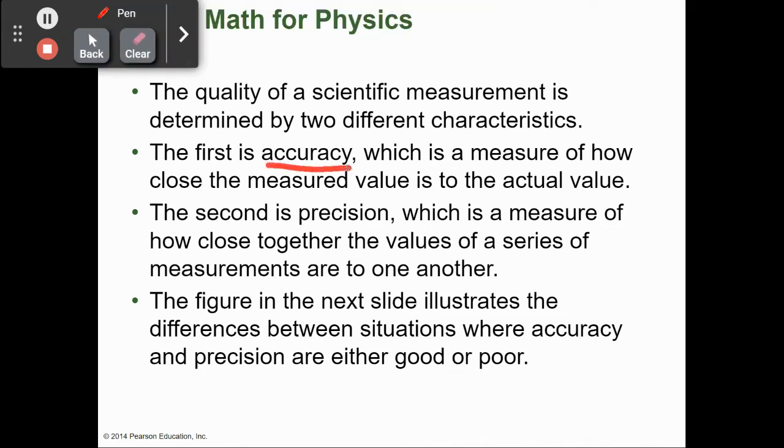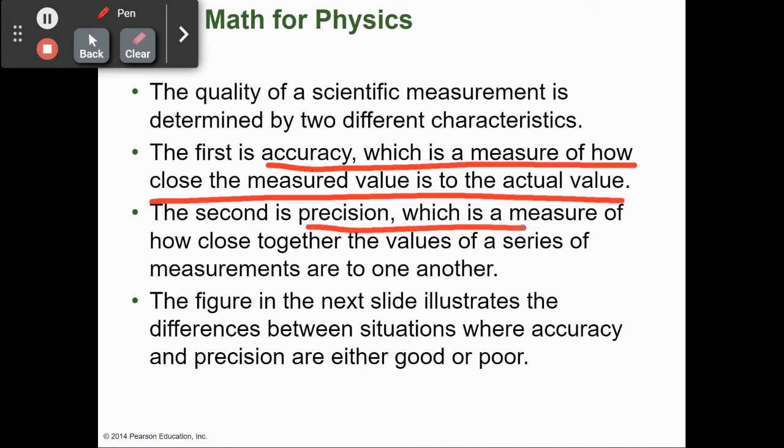Okay, so accuracy is, you need to write this down, a measure of how close the measured value is to the actual value. Accuracy is how close is my measurement to the actual value. That's accuracy. Versus precision, which is a measure of how close together values in a series of measurements are to one another. So write down those 2 definitions. So accuracy is how close you are to the true value. Precision is how close you are every time you measure it to each measurement.